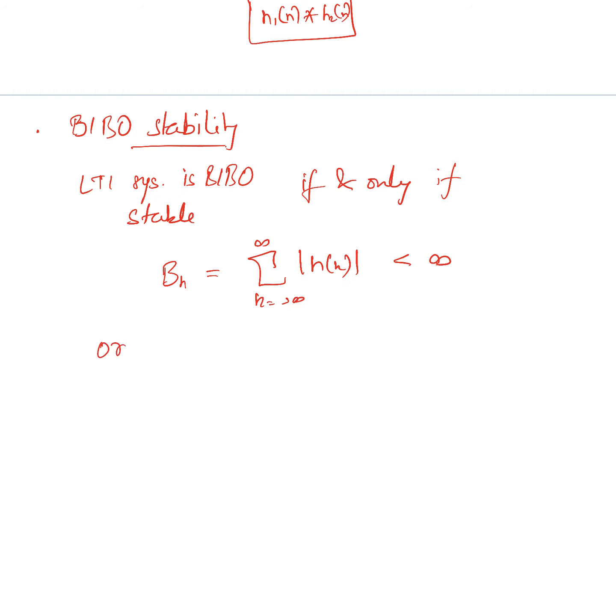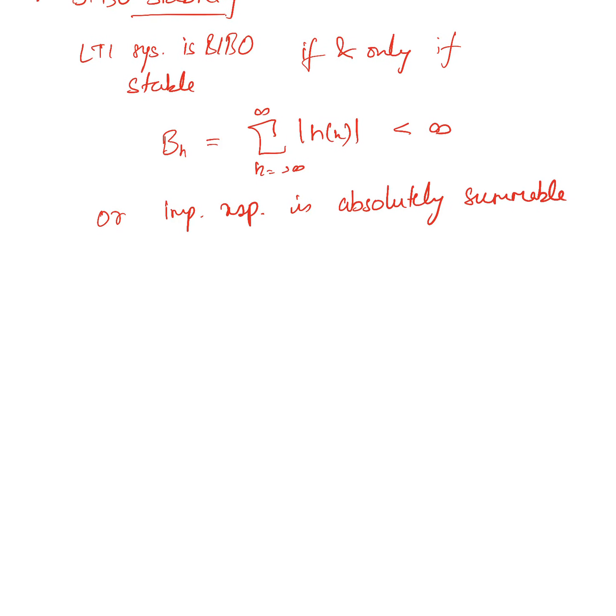You can also see this property as the impulse response of the system being absolutely summable. Okay, so this is again a necessary and sufficient condition. We can see how it becomes a necessary and sufficient condition. We can see a very quick proof for this condition for checking the BIBO stability of a discrete time LTI system.